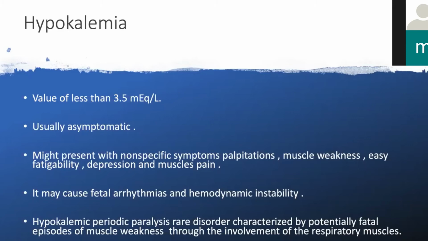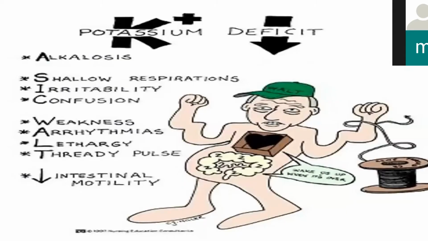And to a rare extent, it causes hypokalemic periodic paralysis, which is a rare disorder characterized by a potentially fatal episode of muscle weakness, and it will involve the respiratory muscles also. These are again the symptoms of hypokalemia: shallow respiration, irritability, confusion, weakness, arrhythmias, lethargy, weak pulse, instability, and mortality. And this is a summary.